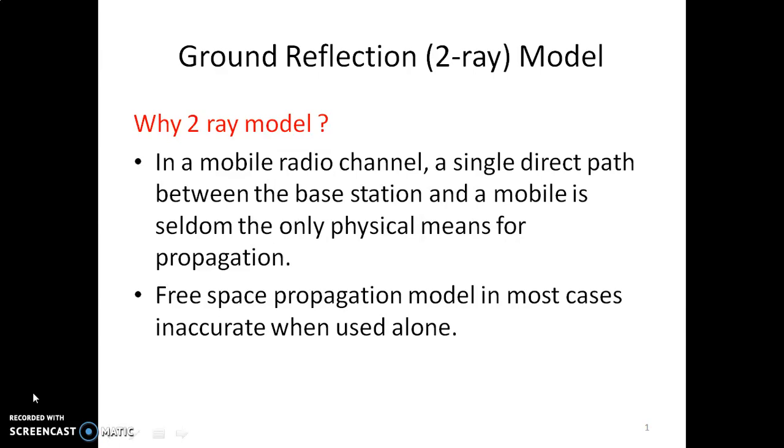A single direct path between a base station and mobile was available previously, but in the present-day world, a single direct path between a base station and mobile station is rarely available, or is seldom the only physical means for propagation of signal. So, if you apply the free space propagation model, which considers a single line of sight signal, you will not get accurate results because the signal is taking different paths.